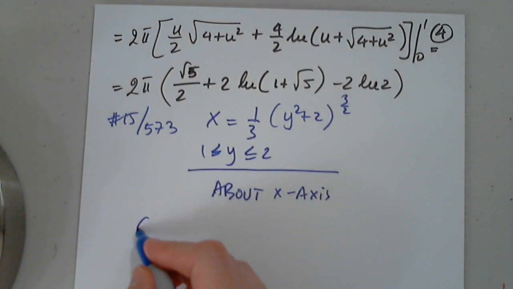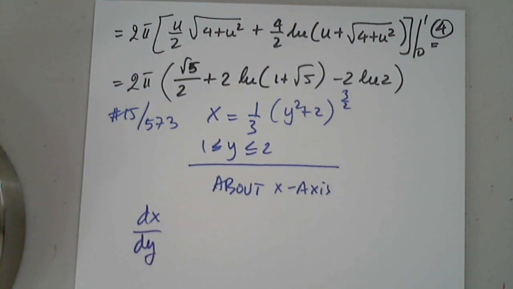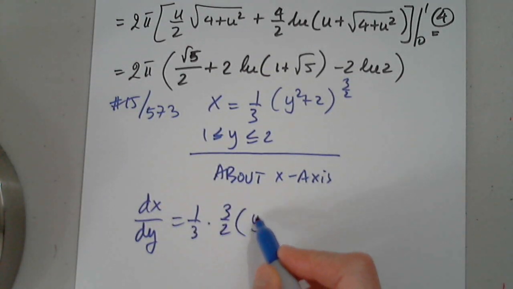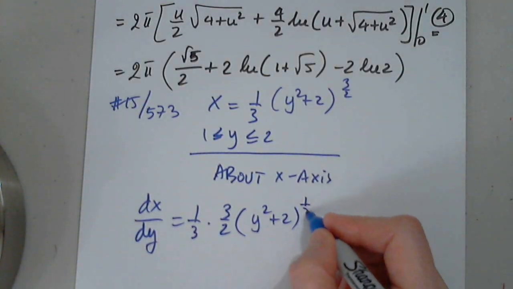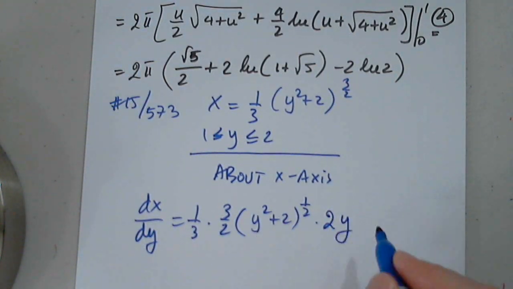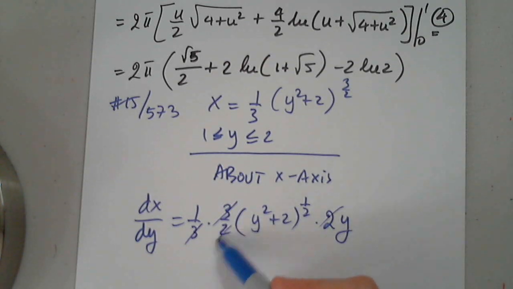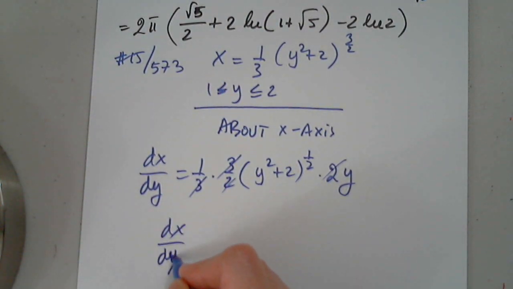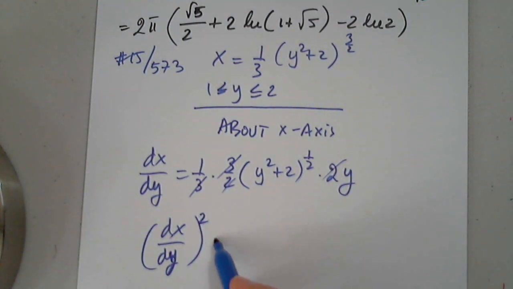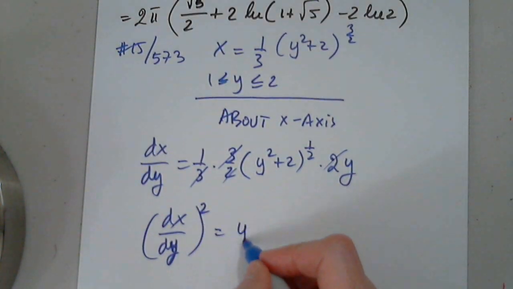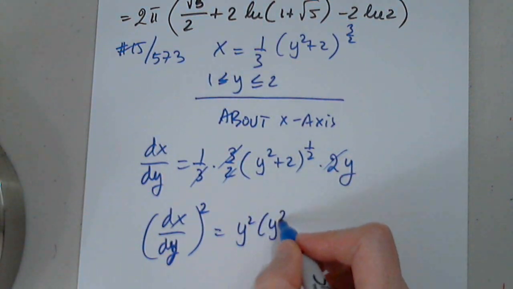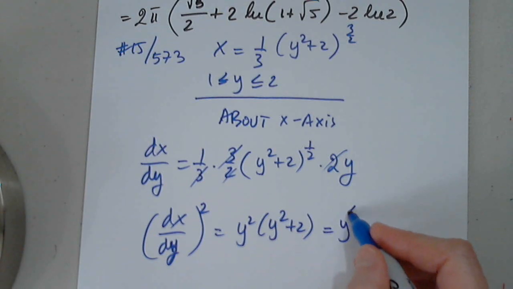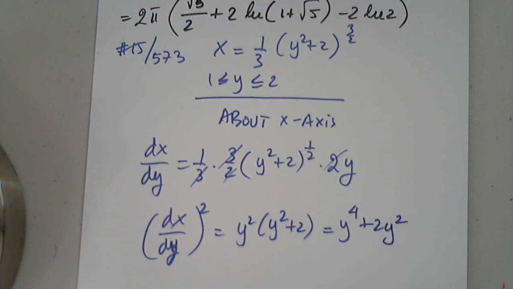So let's differentiate x with respect to y. And we get 1/3 times 3/2, (y squared plus 2) to 1/2 times the inner function prime, which is 2y. Simplify these. So now (dx/dy) squared is y squared times (y squared plus 2), or y to the 4th plus 2y squared.